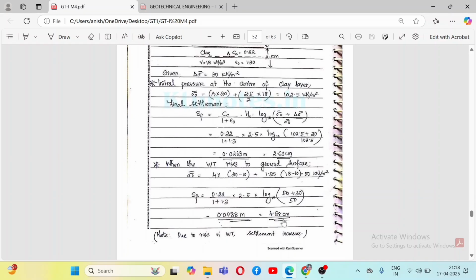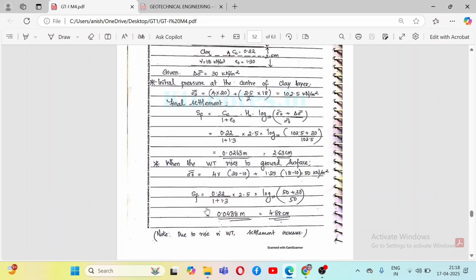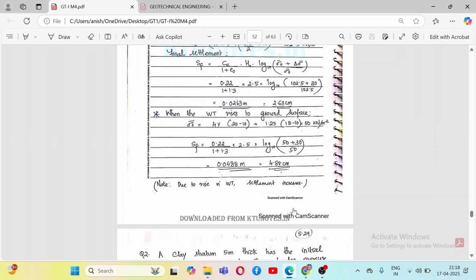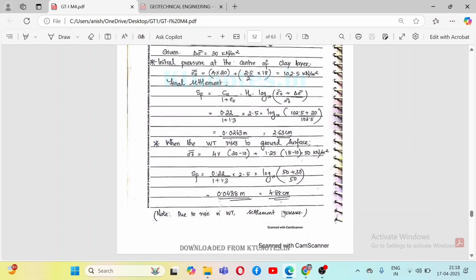Then again you substitute it into the final settlement equation, and you get the final settlement in centimeter. Okay, due to the rise in water table, what happened? Settlement increases.